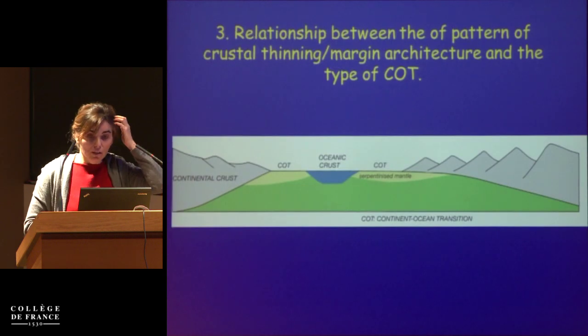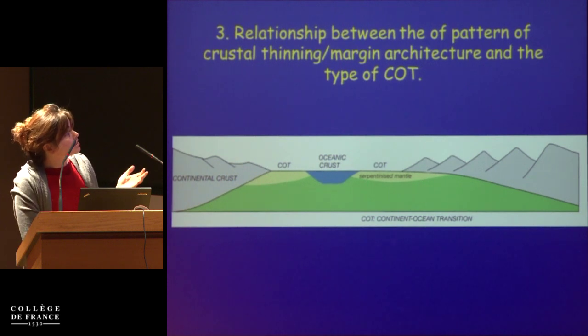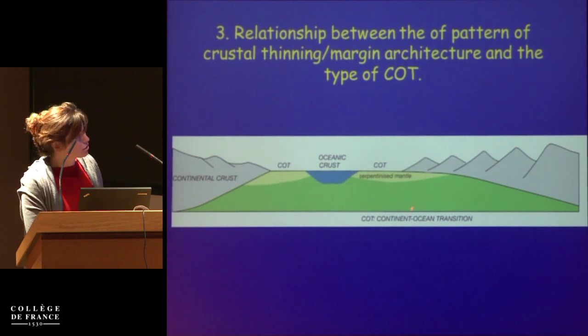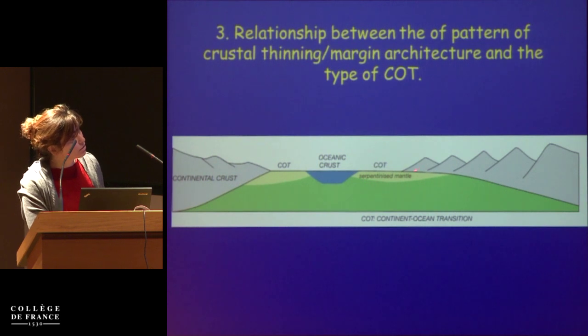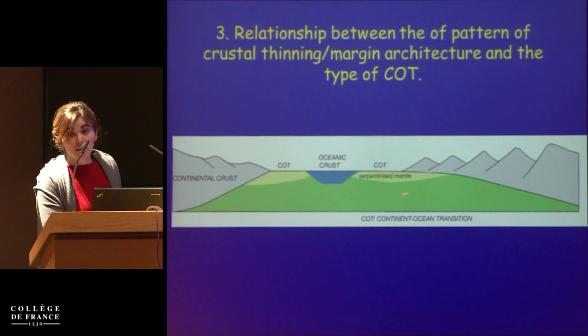And finally, we would like to understand the relationship between the pattern of crustal thinning and margin architecture and the type of continent-ocean transition. As I mentioned, some of these margins present a broad zone of exhumed and serpentinized mantle between the thin continental crust and the oceanic crust, but the others do not show clear evidence for that.